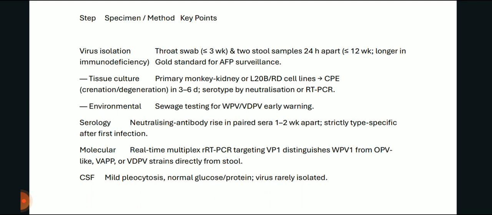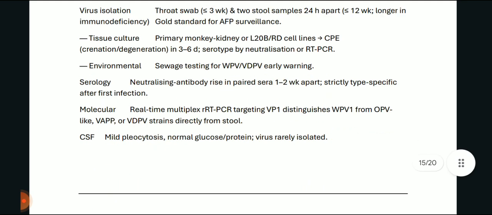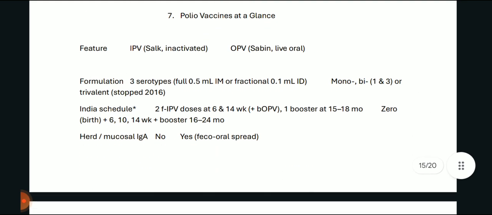or RT-PCR. Now environmental: we have to do sewage-based testing for WPV or VDPV as early warning signs. About serology, neutralizing antibody rise in paired sera 1 to 2 weeks apart, strictly type specific after the first infection. Molecular or real-time multiplex RT-PCR targeting VP1 distinguishes WPV1 from OPV-like VAPP or VDPV strains directly from stool. About CSF, there is mild pleocytosis, normal glucose and protein are seen, and viruses are rarely isolated from CSF.